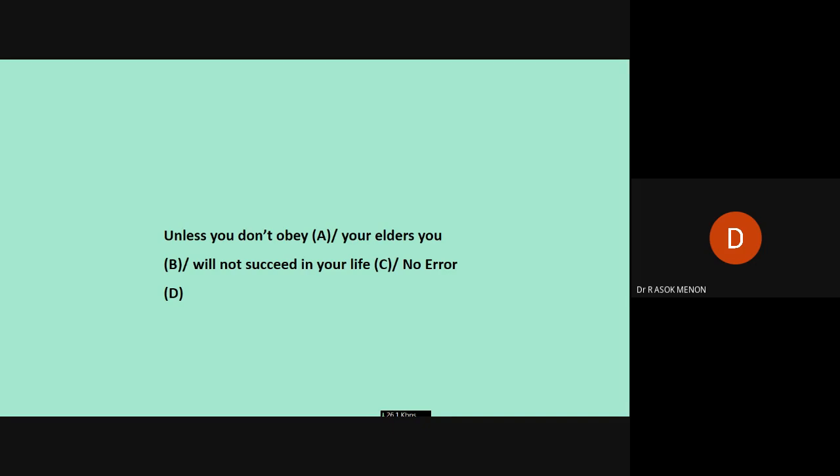Unless you don't obey your elders, you will not succeed in your life. Yes, unless you don't obey is correct. Your choice is correct, unless you don't obey. How can you get it corrected? Yes, you have answered correctly, but at least you should know unless you obey. Yes, that's good. Because unless and don't mean the same.